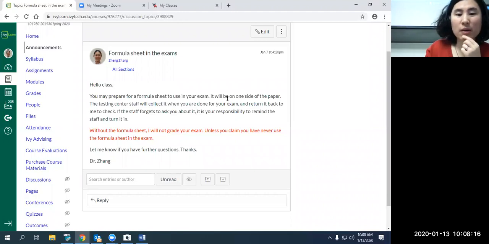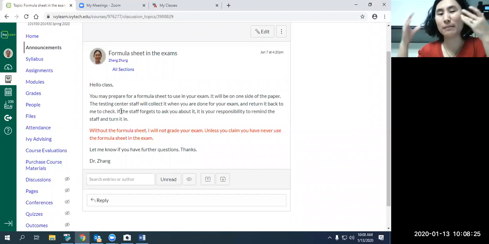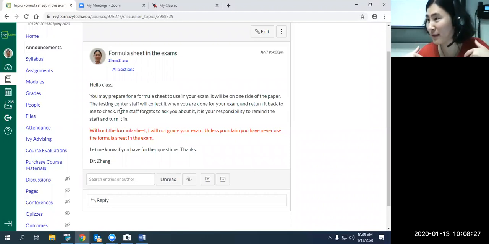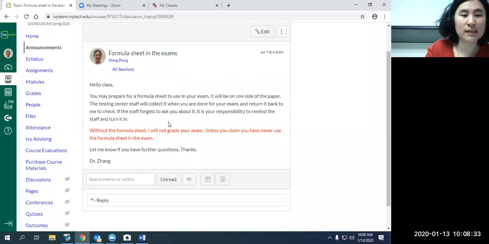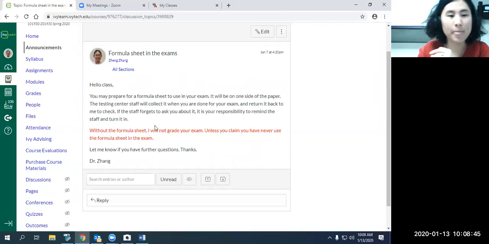Okay, so it will be on one side of the paper. You're going to accommodate all of those formulas that you feel are hard to remember. I might need this in my exam. Put those formulas on your formula sheet, on one side of the paper. Then you are going to bring this formula sheet to the testing center, because I will let the staff know that you are allowed to use a formula sheet.